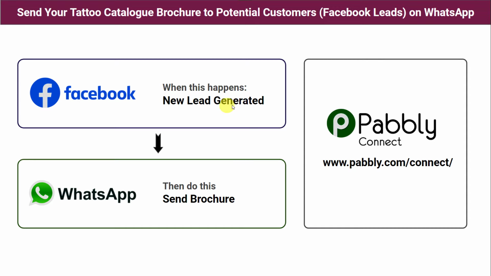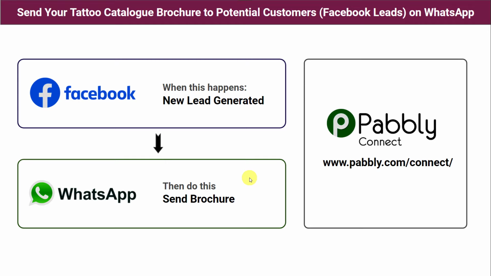First, take the details of the customers from your Facebook lead ads. Then compose a message in WhatsApp, attach the brochure and send it to the customers. But this will be very difficult when you have large number of customers, say hundreds and thousands of customer leads in a single day. So how are you going to do this?